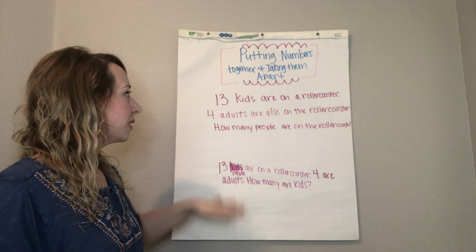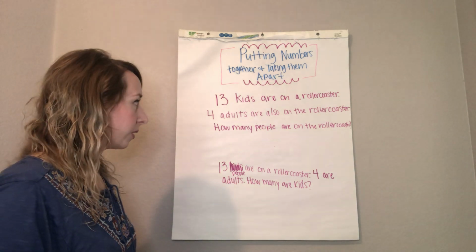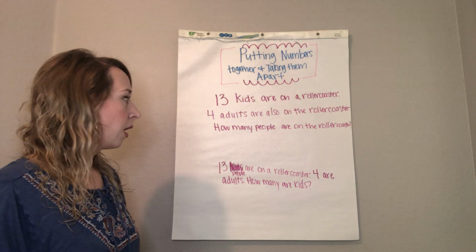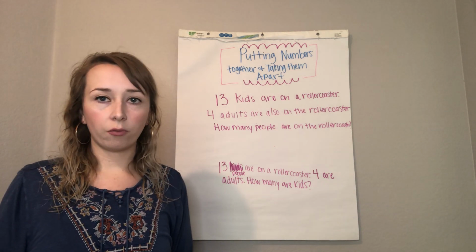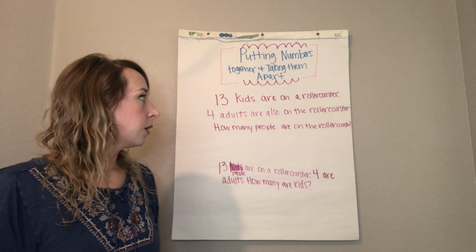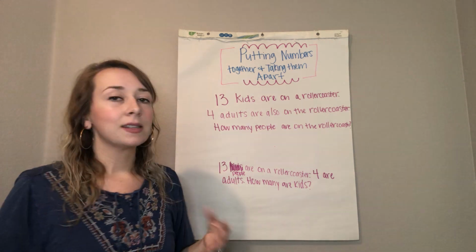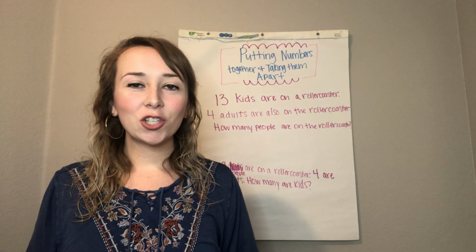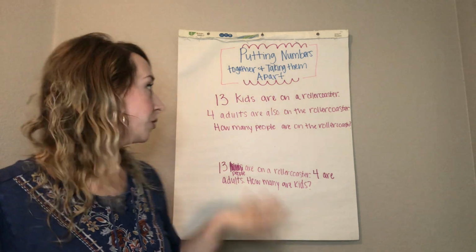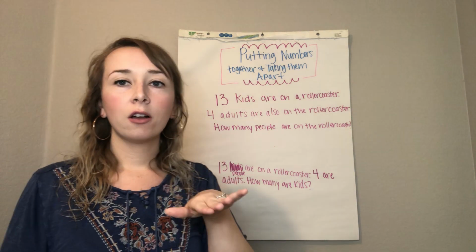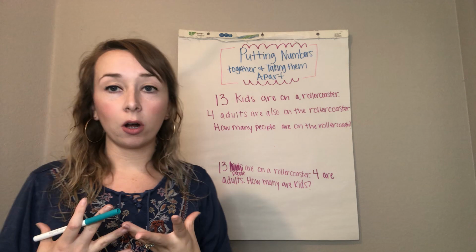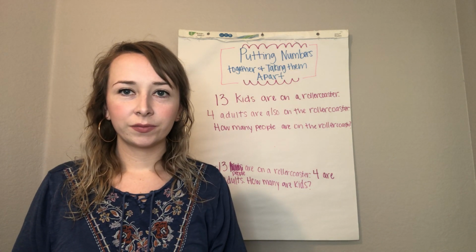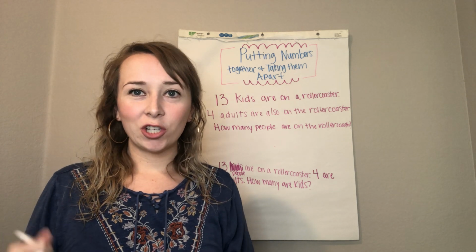So the first problem says, 13 kids are on a roller coaster. 4 adults are also on the roller coaster. How many people are on the roller coaster? Okay, so what we're deciding is, is this an addition or a subtraction problem? So you have 13 kids on a roller coaster, 4 are adults, so how many people are on the roller coaster? Is that addition or subtraction? Okay, this is going to be an addition problem.